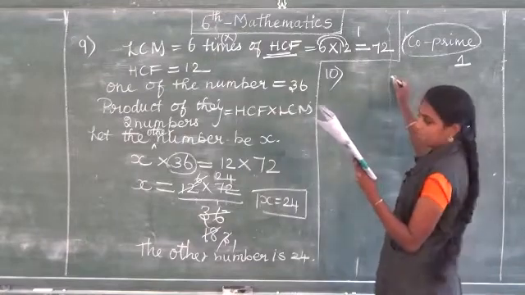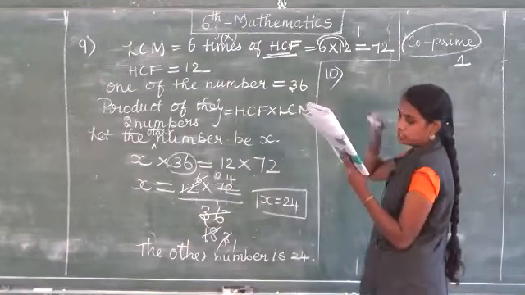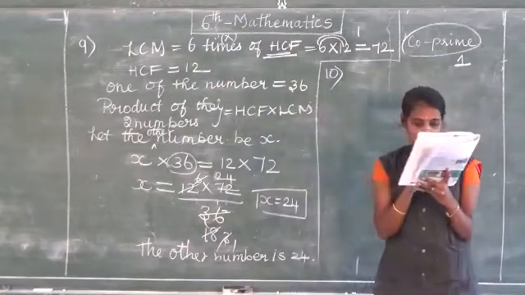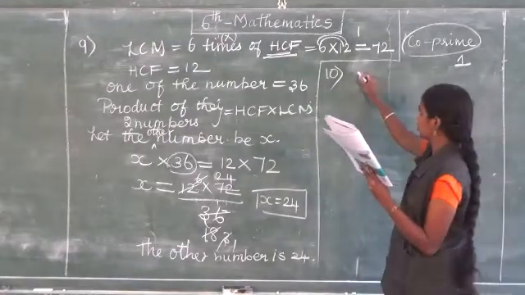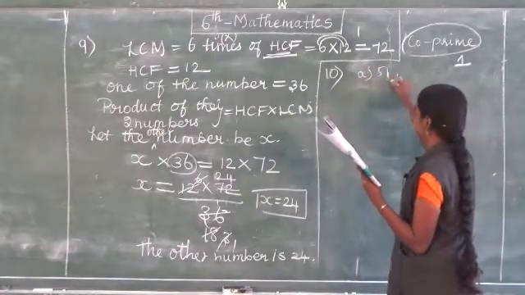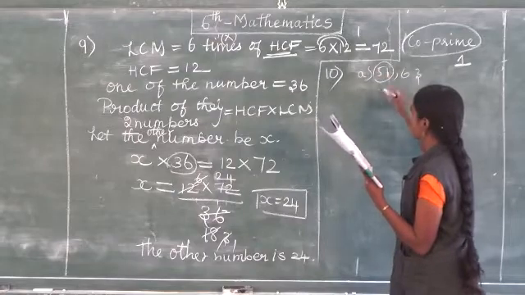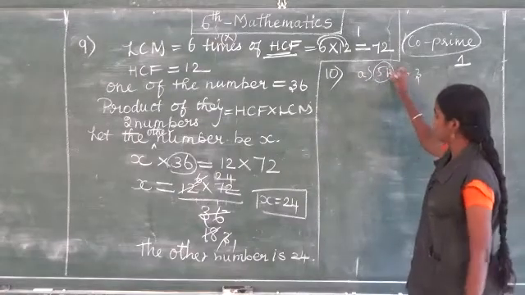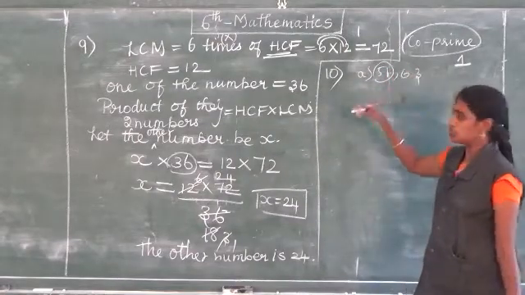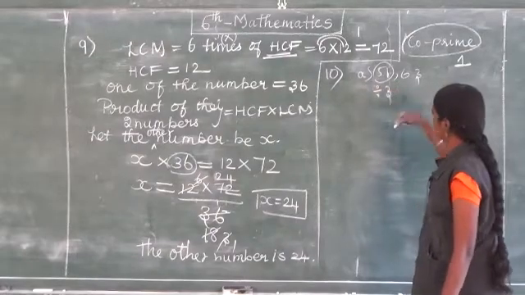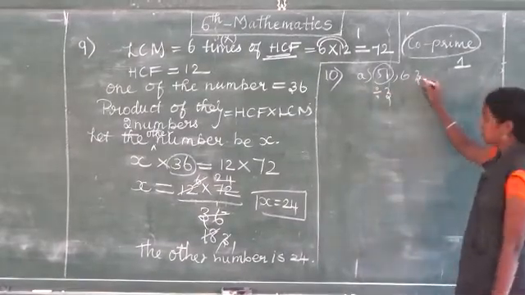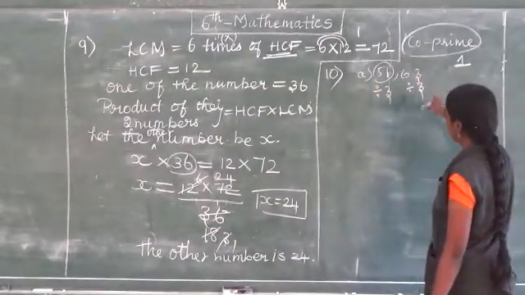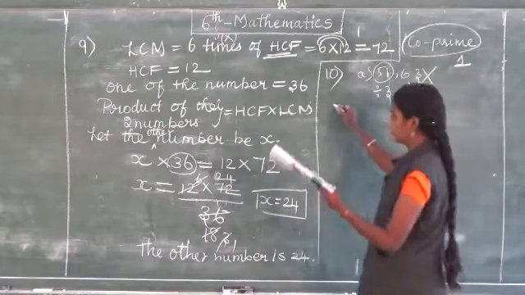So now we have the 4 options. Option A, 51 and 63. If you take 51 and 63, it is a multiple of 3. How? 5 plus 1 is 6, so it is divisible by 3. Then 6 plus 3 is 9, it is also divisible by 3. So it is not a co-prime pair.